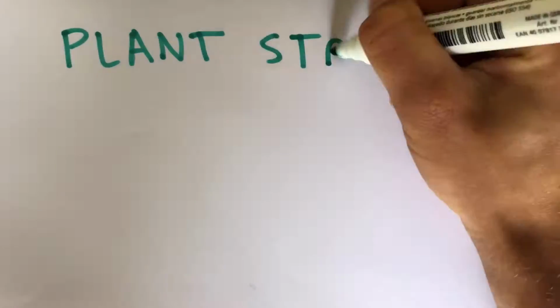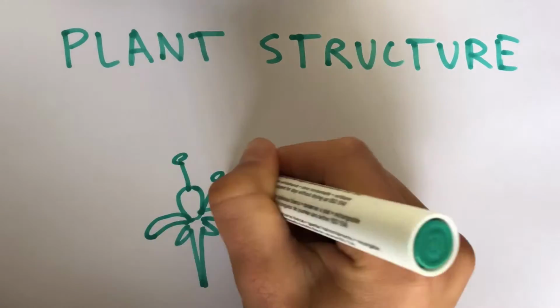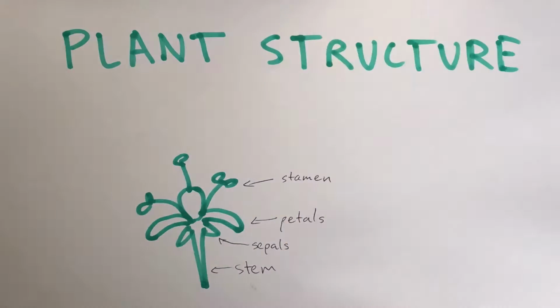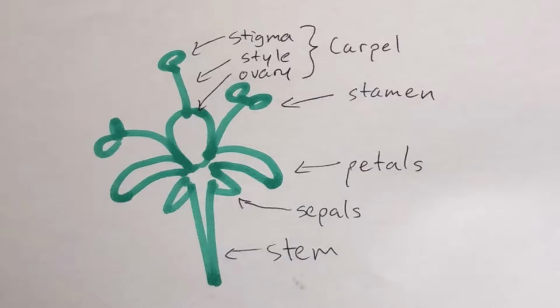On a rather unrelated note, what is the biological structure of a plant? The main components of a plant are its petals, sepals, stigma, style, ovary, and stem. The quantity and arrangement of these parts help with identification of specific plant species.